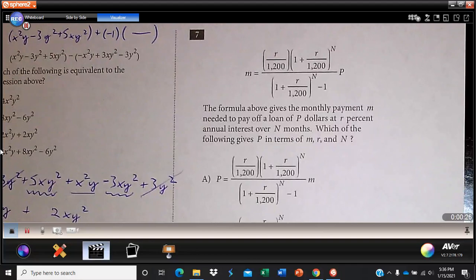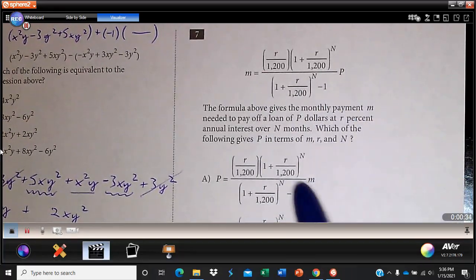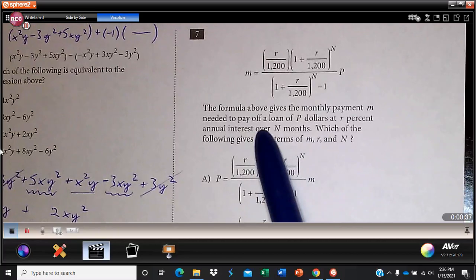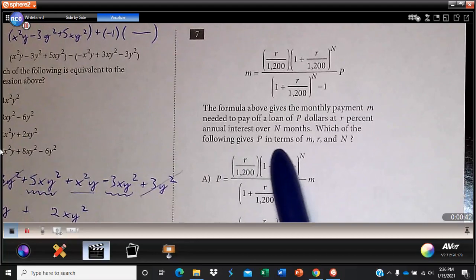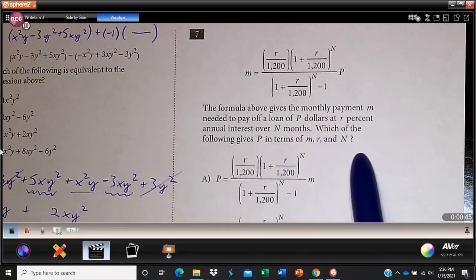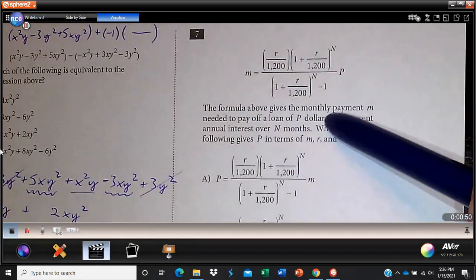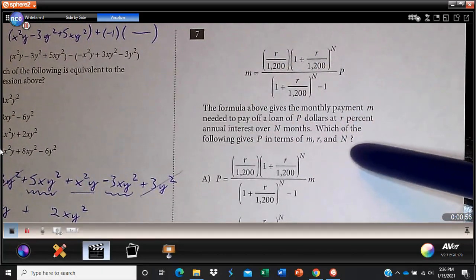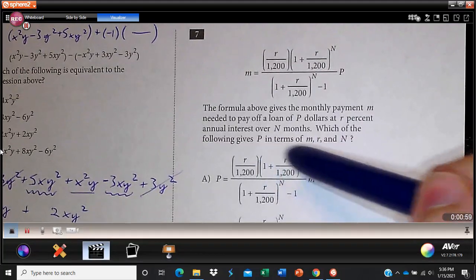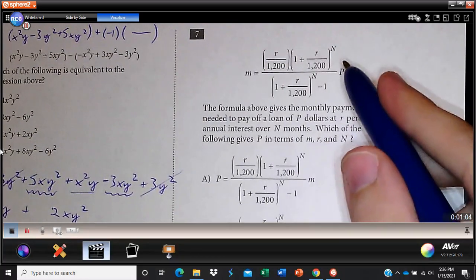Already just looking at this, I know that I don't want to deal with it. So m is equal to some big long expression times p, it looks like. The formula above gives the monthly payment needed to pay off a loan at r annual interest over n months. Which of the following gives p in terms of m, r, and n? Okay. So if I look back at the equation that they've presented to me, and then I reread the question, find p in terms of m, r, and n. So really all they're asking me to do is to isolate p in this equation.